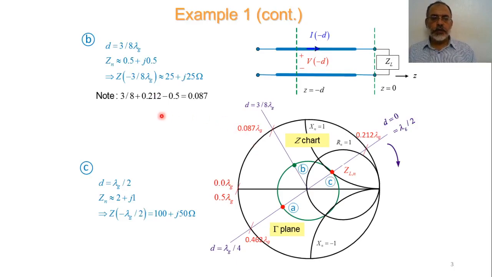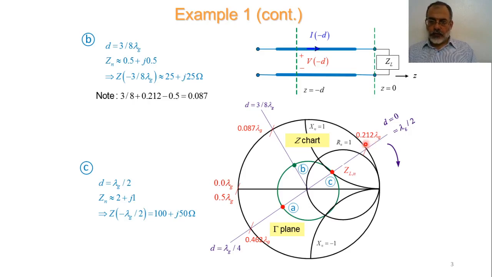So in this case, at the distance 3 over 8 lambda guide, this intersection was 0.212 lambda, and then we add 3 over 8 lambda. It should be noted here a very interesting point. The scale goes from 0 to 0.25 and from 0.25 to 0.5. Now, if we add 3 over 8 plus 0.212, this will be greater than 0.5.